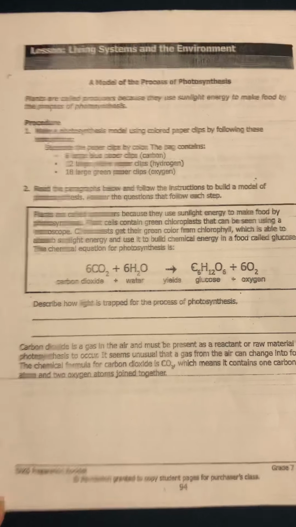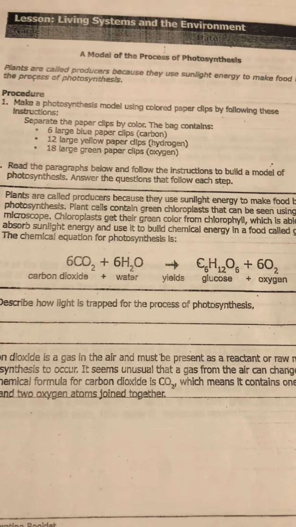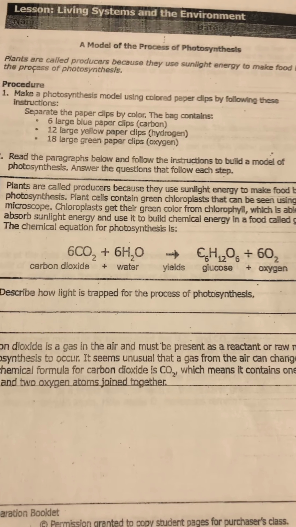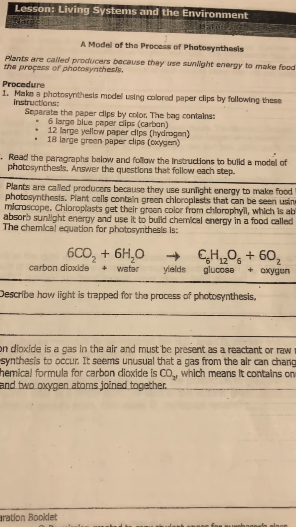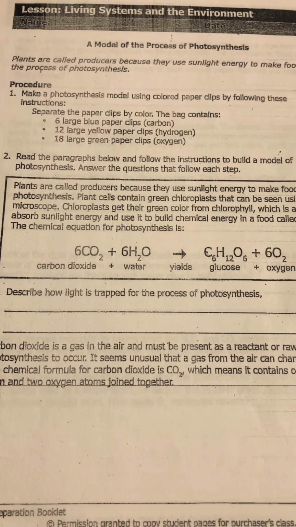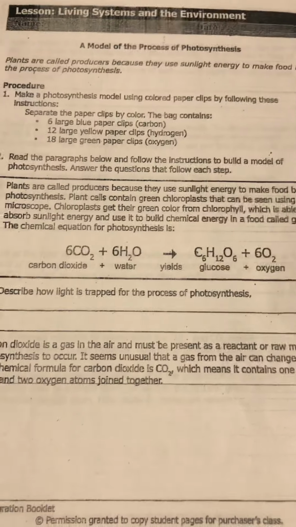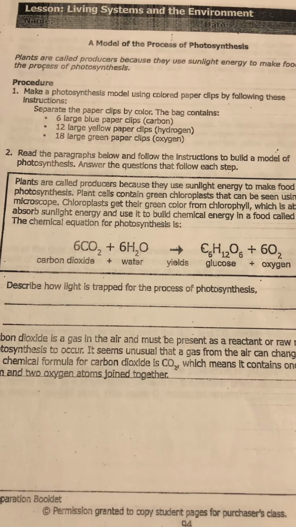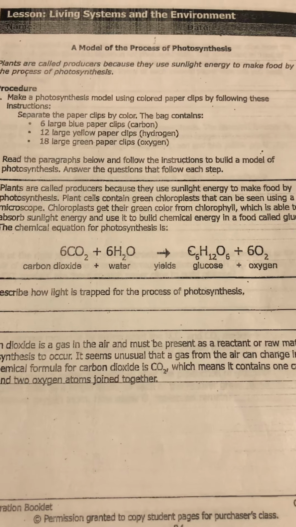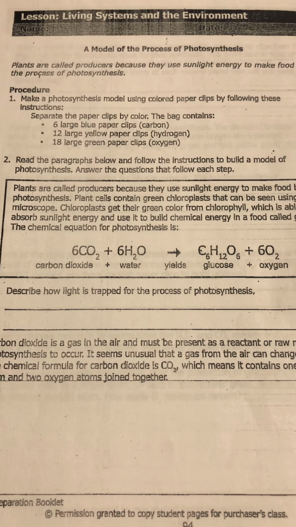So I want you right now to go ahead and write the formula for photosynthesis in your notebook, or you should be highlighting this formula if you printed the paper out. The formula for photosynthesis is that we have 6 carbon dioxide plus 6 water, or H2O, and it yields, or makes, C6H12O6, which is glucose, and 6O2, which is oxygen. So that is the formula for photosynthesis.